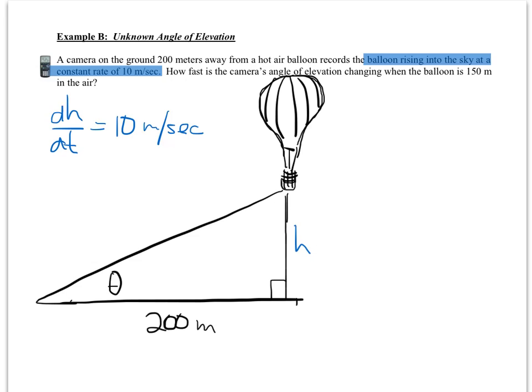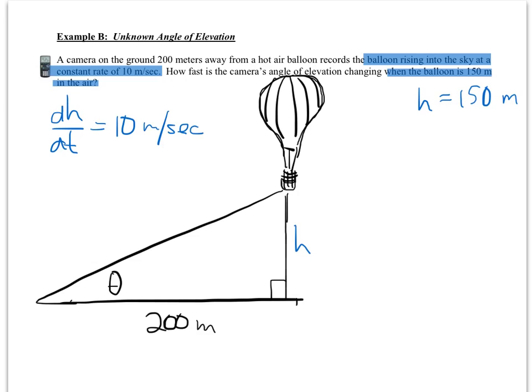Okay? Now, other than that, they tell us once the balloon is 150 meters in the air. So I know that the balloon is rising, but it says when the balloon is 150 meters in the air. Now this means that at some point we know the height of the balloon is going to be 150 meters. This changes, so don't label this as 150. Keep it as an h. But just realize there will be a moment when we need to know that the height of the balloon is 150 meters.